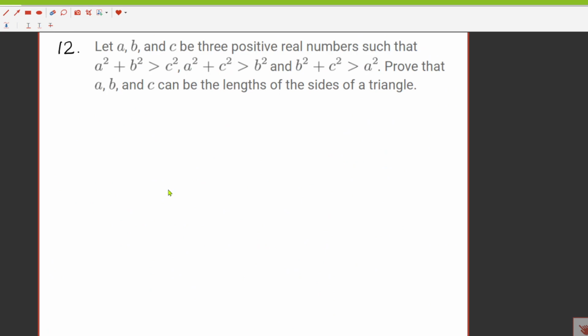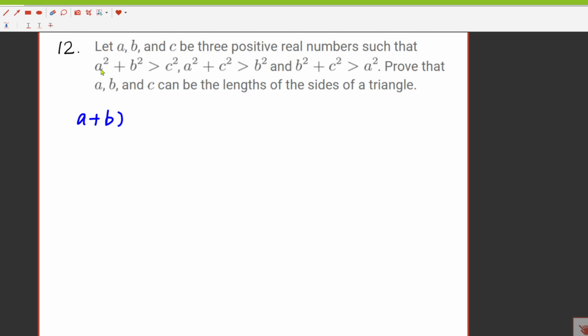Okay, a, b, c are three positive real numbers such that a squared plus b squared is greater than c squared, a squared plus c squared is greater than b squared, and b squared plus c squared is greater than a squared. Prove that a, b, and c can be the lengths of the sides of a triangle. So, as long as we can prove a plus b is greater than c, and a plus c is greater than b, and b plus c is greater than a, then a, b, c can be the lengths of the three sides of a triangle, right? Okay, so let's start from a plus b.